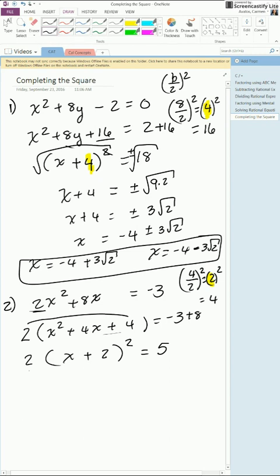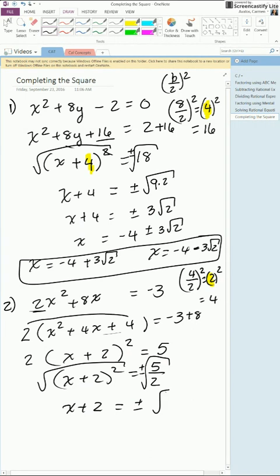Now I cannot take the square root of both sides right now because there's still a 2 there. So before I could take the square root, I have to divide that over to the other side. Now I could take the square root, and so I take the square root of this side, take the square root of that side, and it's plus or minus. X plus 2 equals to plus or minus the square root of 5 over 2.